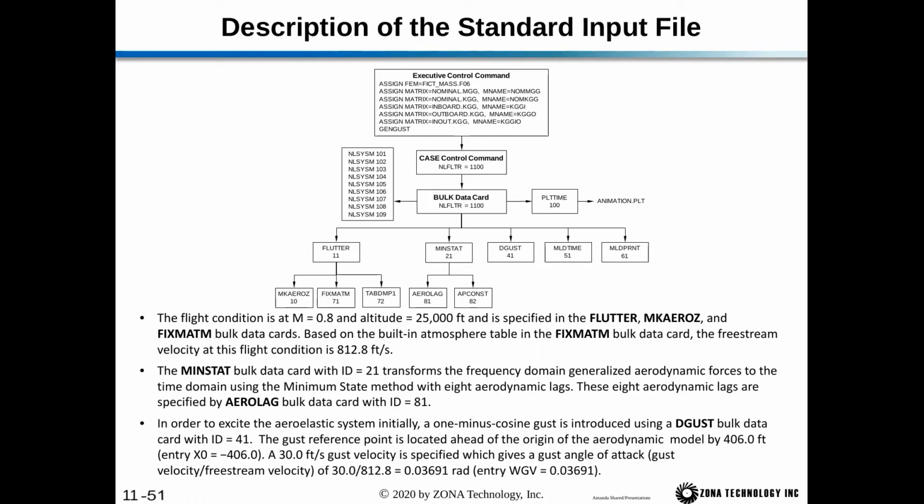The MINSTAT bulk data card transforms the frequency domain generalized aerodynamic forces to the time domain using the minimum state method with 8 aerodynamic lag roots. These 8 aerodynamic lags are specified by the AEROLAG bulk data card with ID equals 81. And in order to excite the aeroelastic system, a 1 minus cosine gust is introduced using a DGUST bulk data card. The gust reference point is located ahead of the origin of the aerodynamic model by 406 feet. A 30 foot per second gust velocity is specified, which gives a gust angle of attack of 0.03691 radians.